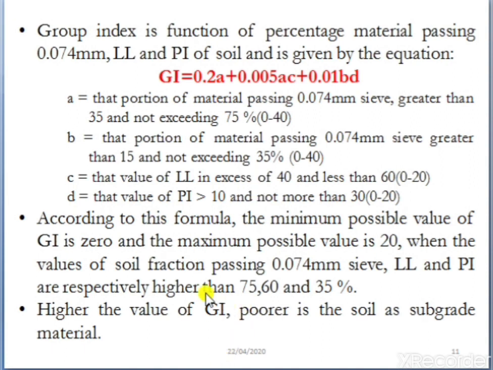For example, if the group index number is 1, then that soil is suitable for use in subgrade construction. If the group index is 15 or more than 15, then that type of soil is very poor and is not recommended or suitable for use in the construction of the subgrade course.